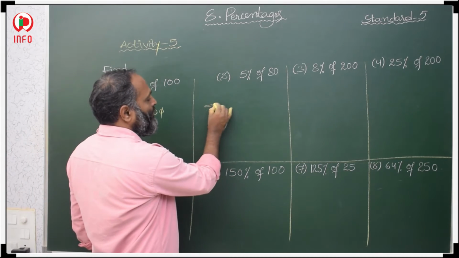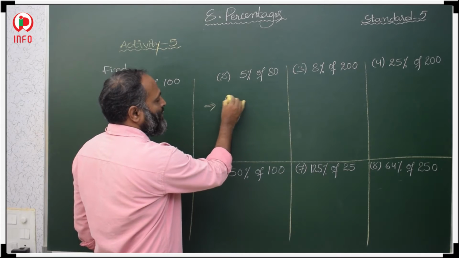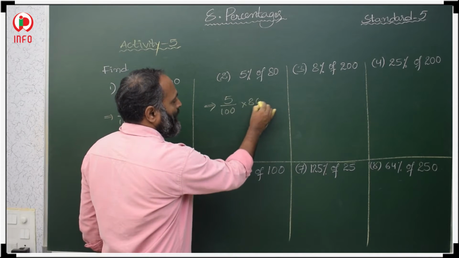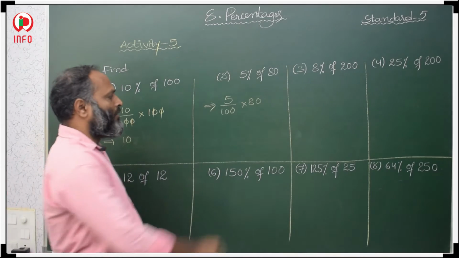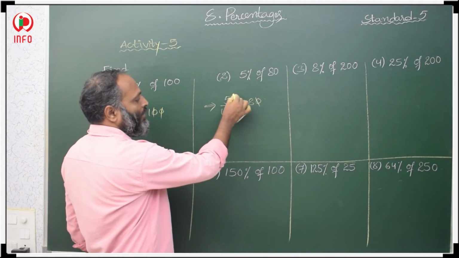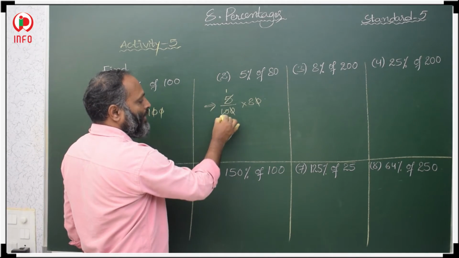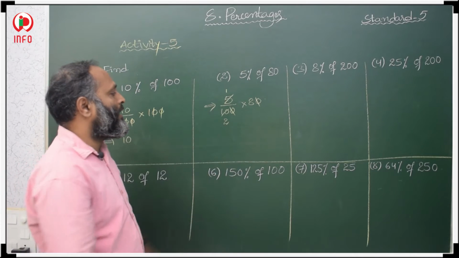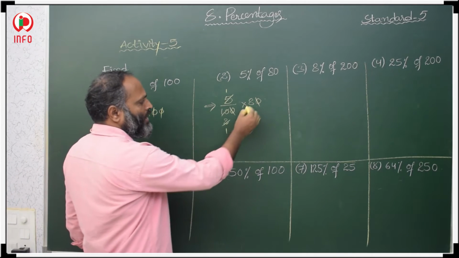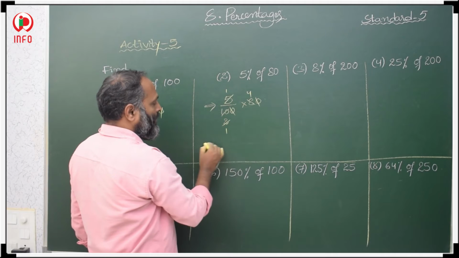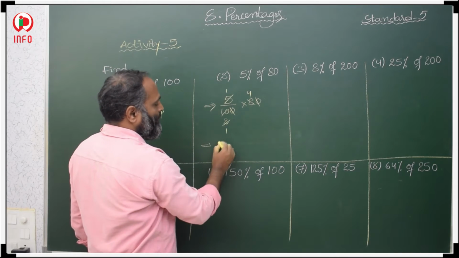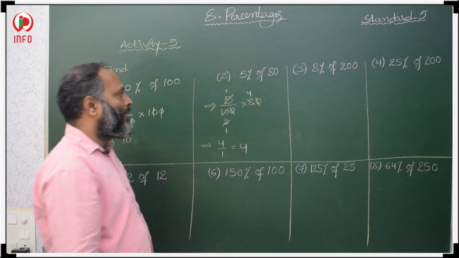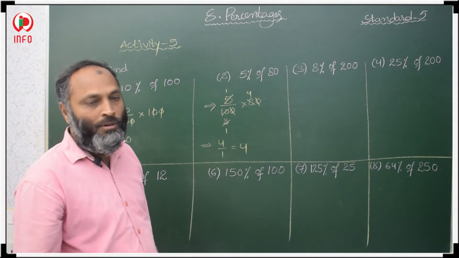Now 5% of 80, that is given percent by total percent into 80. The zeros cancel, 5 ones are 5, 5 twos are. Then these two cancel in the 2 table, 2 ones are 2, 2 fours are 8. Then 1 fours are 4 by 1, which is 4. So 5% of 80 is 4.